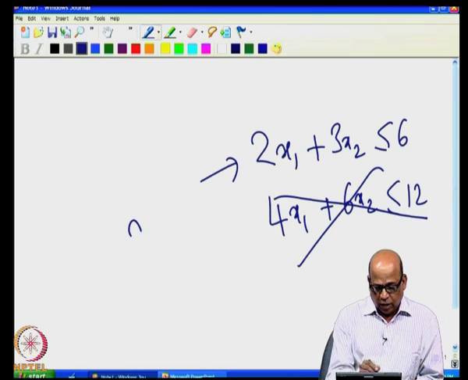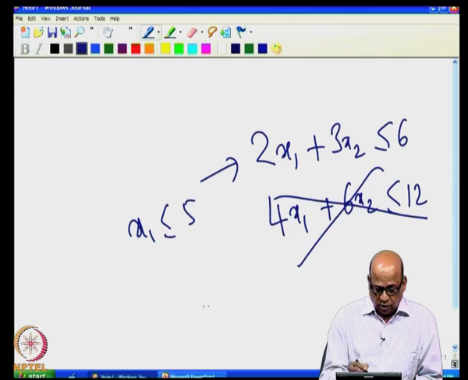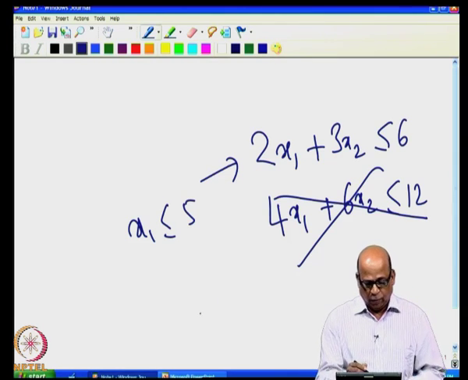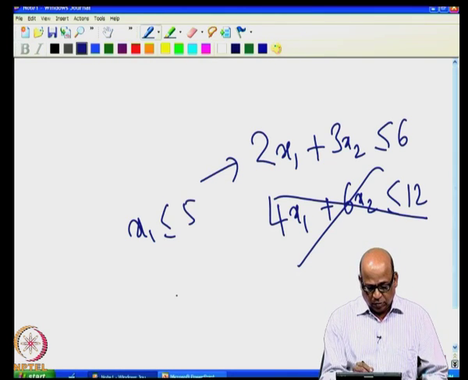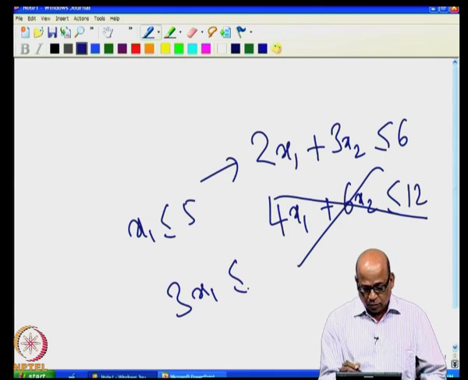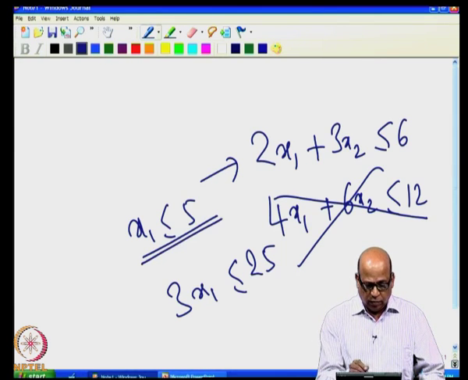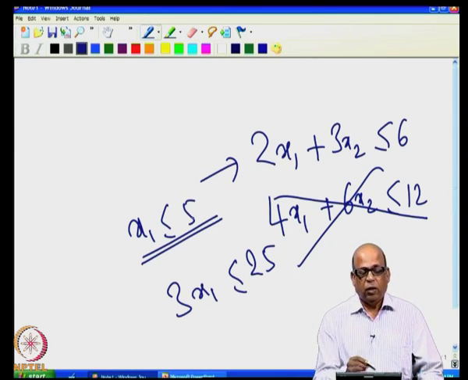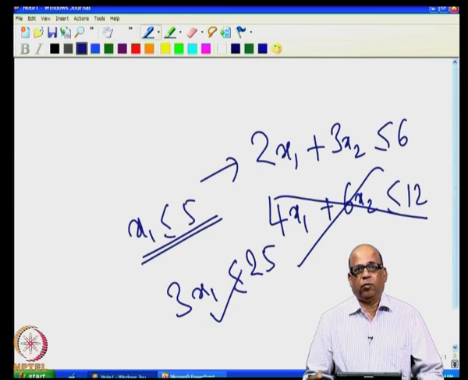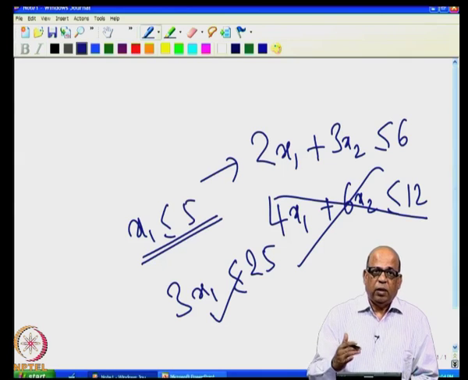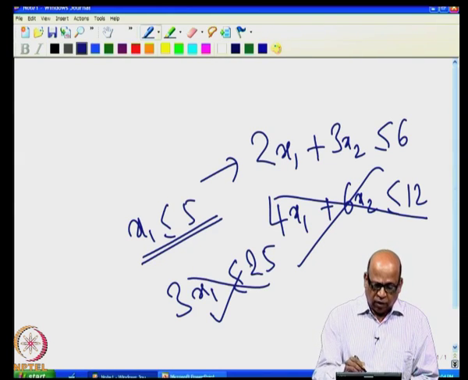Similarly, let us say you have x1 is less than or equal to 5 as one of the constraints. Then elsewhere in the formulation, you may have some constraint of the type 3x1 is less than or equal to, let us say, 25. The moment you satisfy x1 is less than or equal to 5, automatically 3x1 is less than or equal to 25 is satisfied. So, this becomes a redundant constraint.